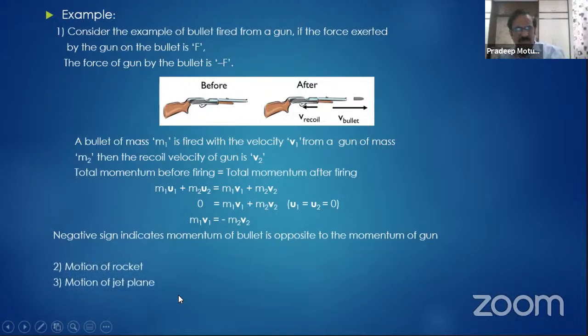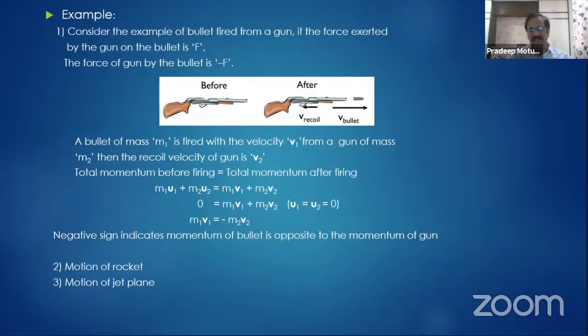And just you know that motion of the rocket. When a rocket fires, the fuel burns, releasing the exhaust gases downwards, pushing the rocket upwards. It's very important thing. How the rocket fires and how it moves. Simply you can say because of Newton's third law is the main thing to move the rocket.